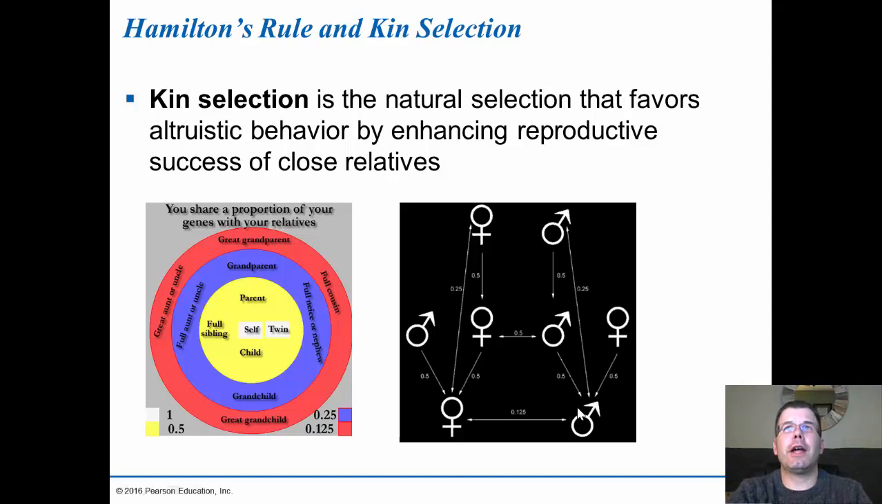Now, kin selection is the natural selection that favors altruistic behavior by enhancing reproductive success of close relatives. And so what that means is that the more you help other relatives, the more likely the genes from that family are going to be passed on. So what it's describing is that due to the gene relationships that we have with one another, if you have siblings that have kids, even if you don't have them and you risk your life to save them, you're passing on your genes to the next generation, even though it's only half those genes.